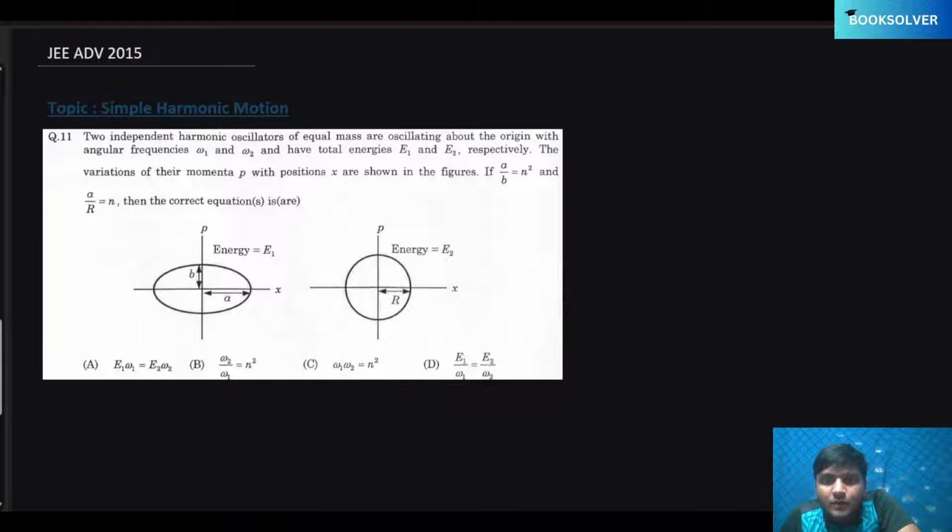Hello everyone. So today we are solving another question of JEE Advanced 2015, and this is from the topic of simple harmonic motion. So let's first read our question.